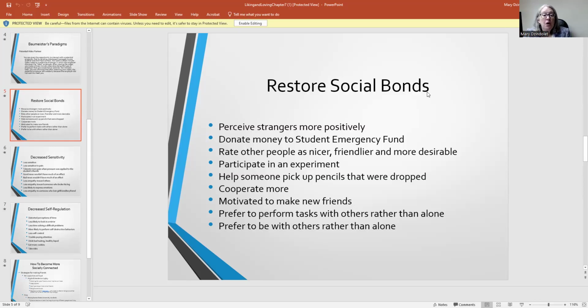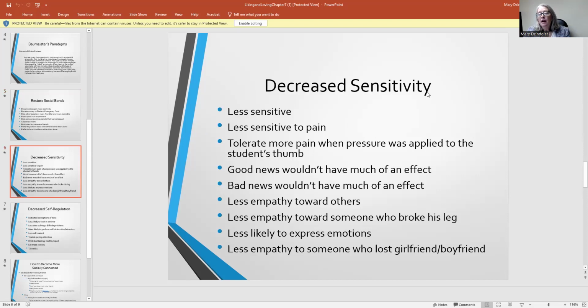When we ask you how motivated you are to meet new friends, you rate that you're much more motivated to meet new friends. Also, if we say, if you'll stay in the experiment for 15 minutes longer, you can meet some new people, you're more likely to hang around and wait for these people. You prefer to perform tasks with others rather than alone, and you prefer to be with others rather than alone. These are all different experiments that Baumeister has run. So you can see that after we're rejected, we're really motivated to make more friends. Since we're losing one, even if it's a weak social connectedness type thing, we're going to make some more social connections.